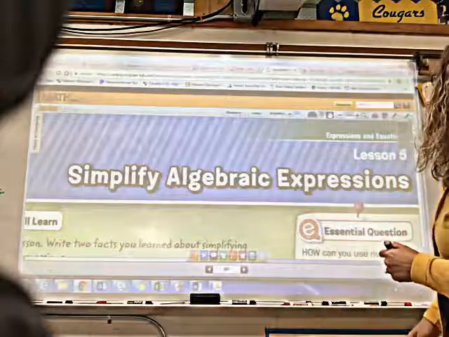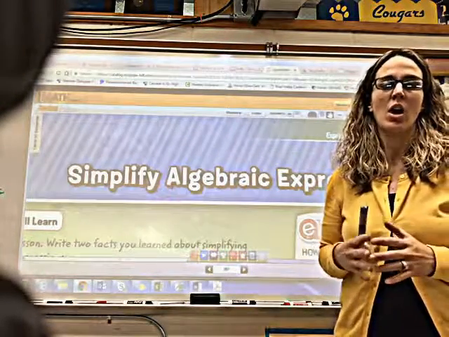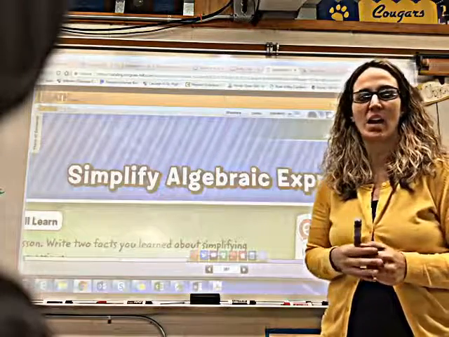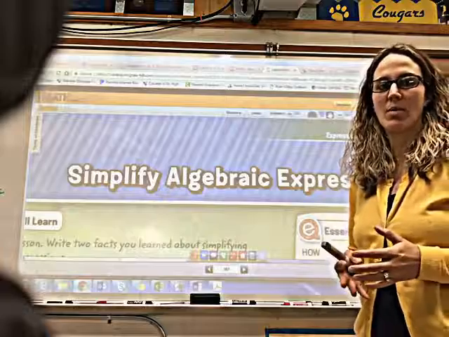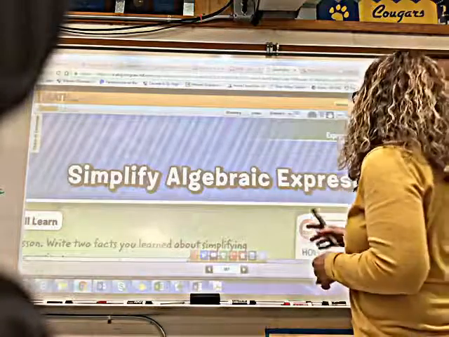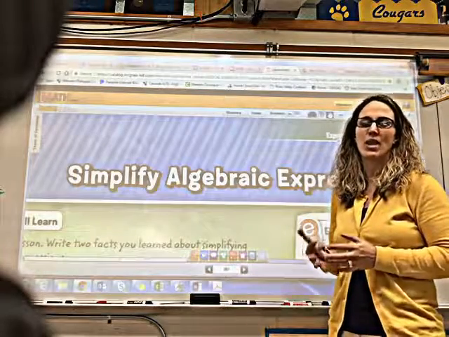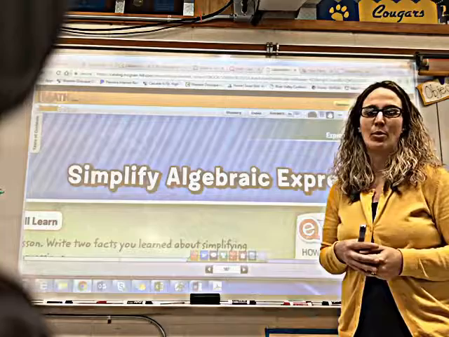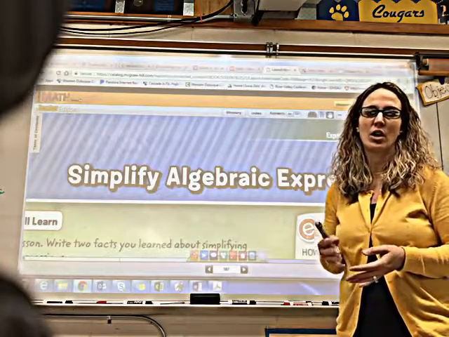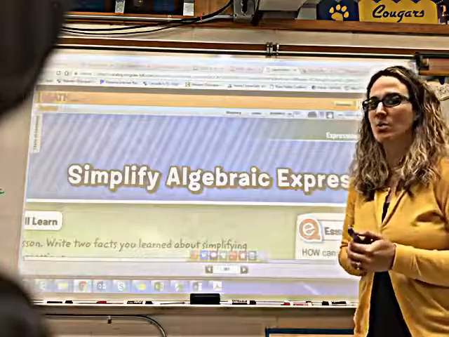Our focus is going to be on lesson 5 of chapter 5, which is digging into simplifying algebraic expressions. A couple things that we want to think about when we are talking about simplifying algebraic expressions. Going back and reviewing the term algebraic. Remember, algebraic is when you are looking at numbers, variables, and operations that go with it. Operations could include addition, subtraction, multiplication, division, could be exponents as well.